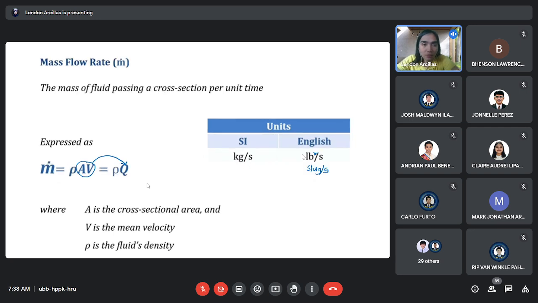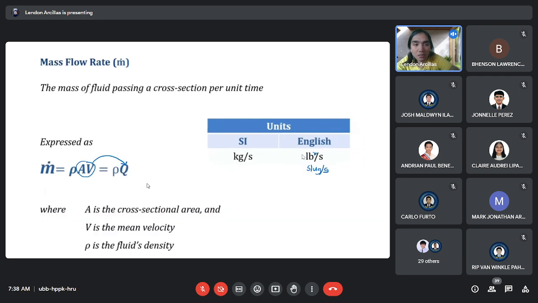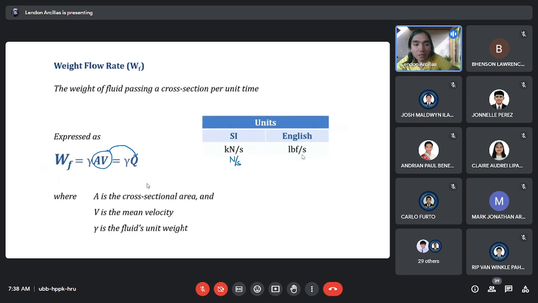So, ulitin ko, volume flow rate is assigned as letter Q, that is area times velocity. Mass flow rate is m dot, that is density times volume flow rate, and weight flow rate is specific weight times the discharge or the volume flow rate. So these are the types of flow rates.